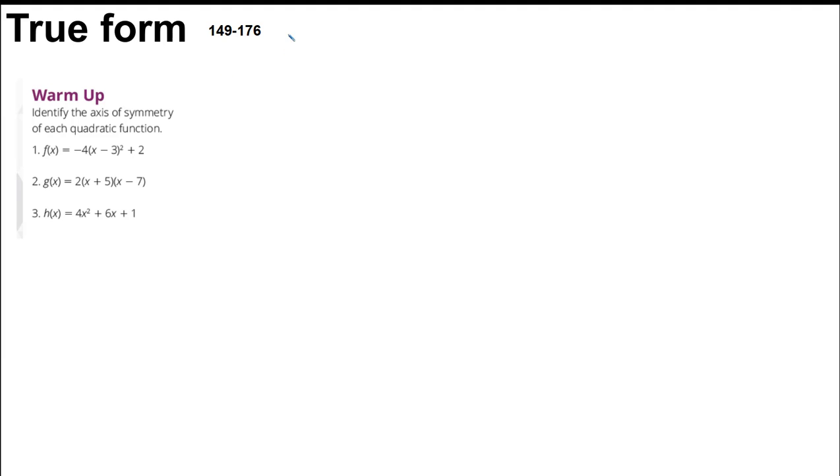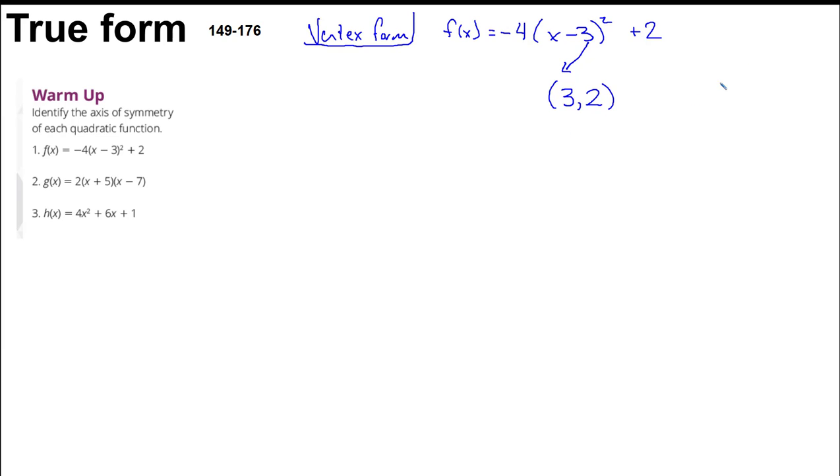is vertex form. So let's look at vertex form. Vertex form is that f of x form that we have there. And that's negative 4 times x minus 3 squared plus 2. And so vertex form tells us where our vertex is. And your vertex is always going to be opposite of this number. So 3, 2. So think back to when we did the absolute value. It works the same as the absolute value.